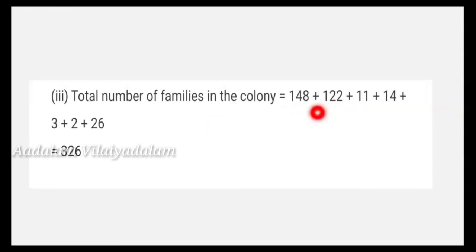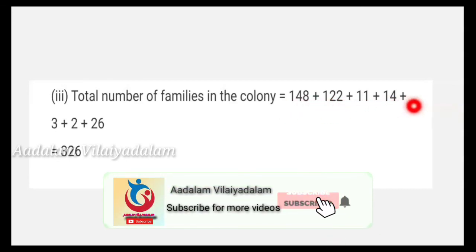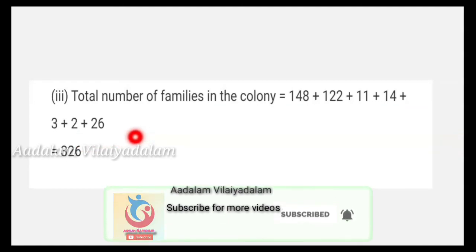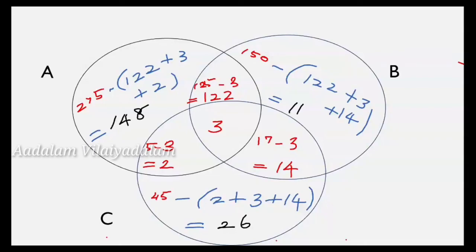For the third subdivision, the total number of families in the colony. We add all the results: 148, 122, 11, plus 14, plus 3, 2, plus 26. On the whole, we get the total number of families in the colony as 326. With this, the ninth sum gets over. So this is the final diagram for this.